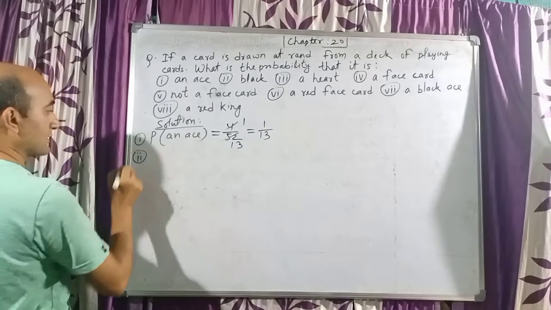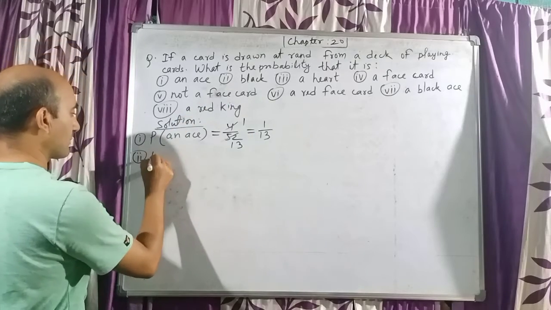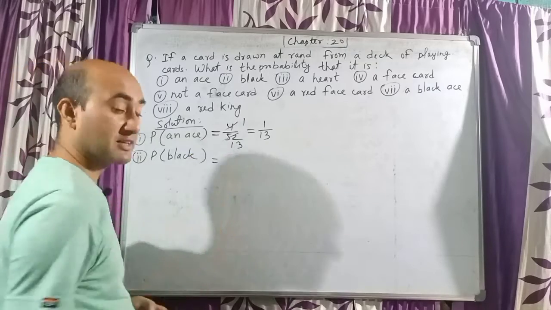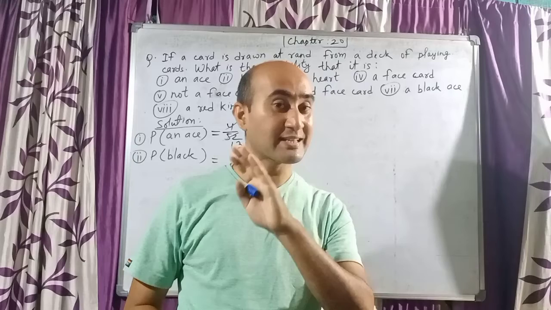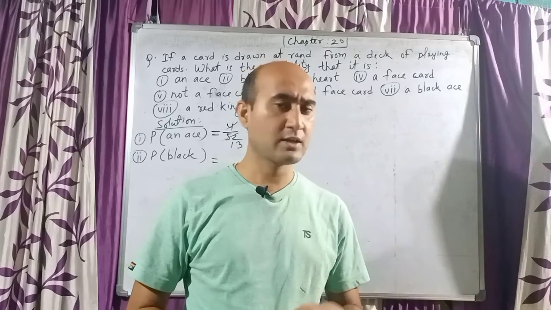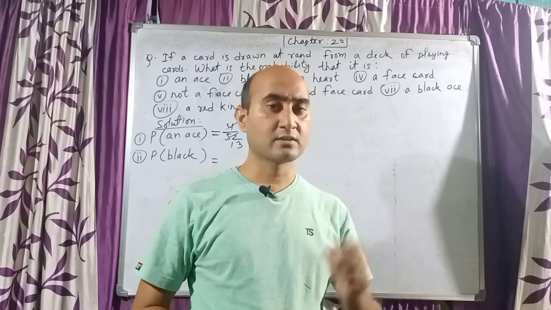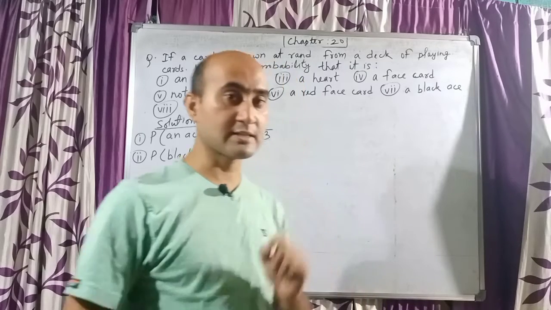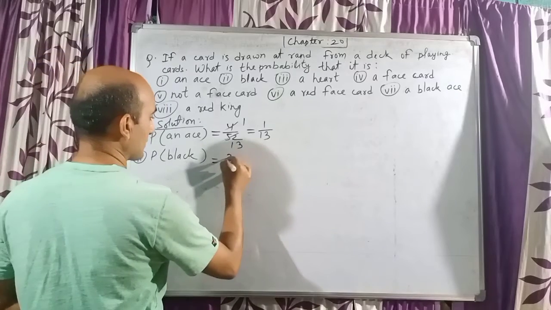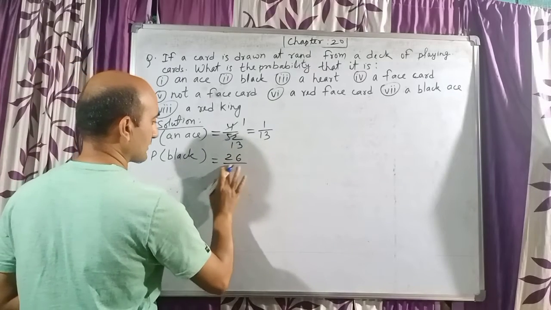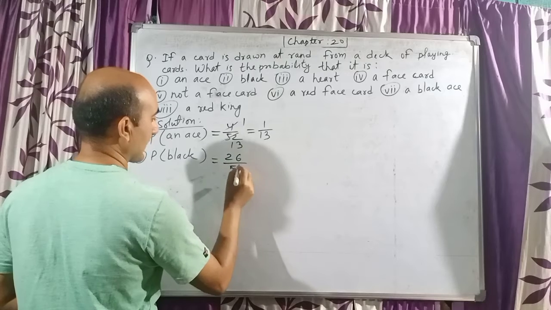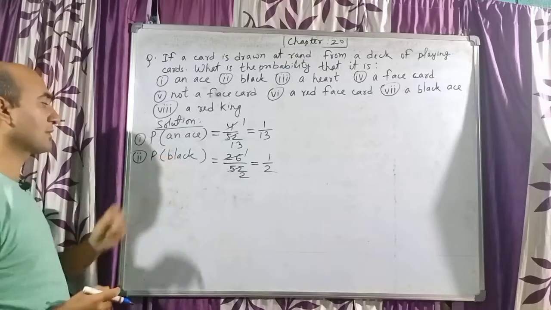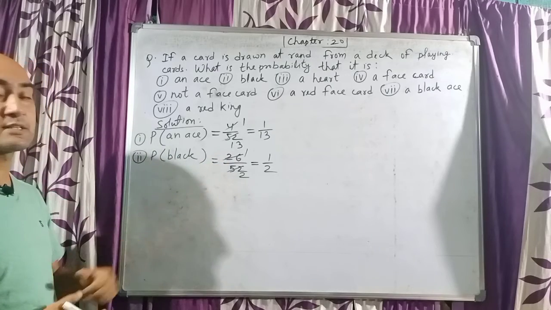Come to number 2 question, children. You have to find the probability of a black card. Only black means it is a black card. Children, very easy. I have told you there are 26 red cards and 26 black cards. When it is spoken about black, 13 are spade and 13 are clubs. So 26 black cards. My answer will be 26 out of 52. If you cancel, 26 1s are 26, 26 2s are 52, 1 by 2. Same thing will be for red also. Probability of red will be 26 by 52.